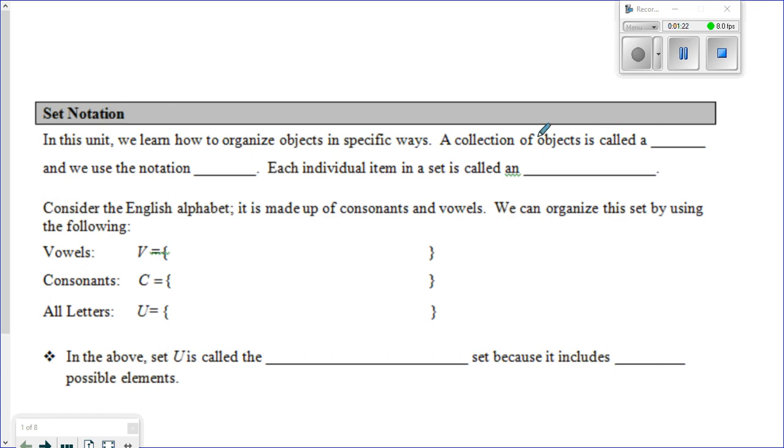So again, organizing objects in specific ways. When we're talking about objects, it's not like tidying your room. We're going to be talking about data sets or different pieces of information like that. So a collection of objects is called a set.